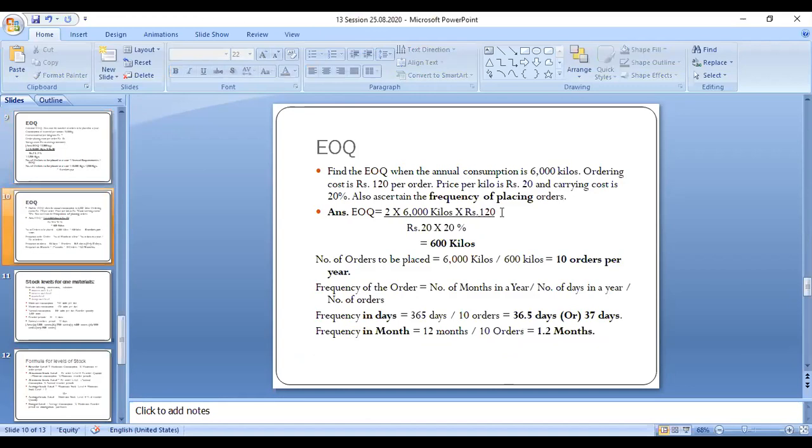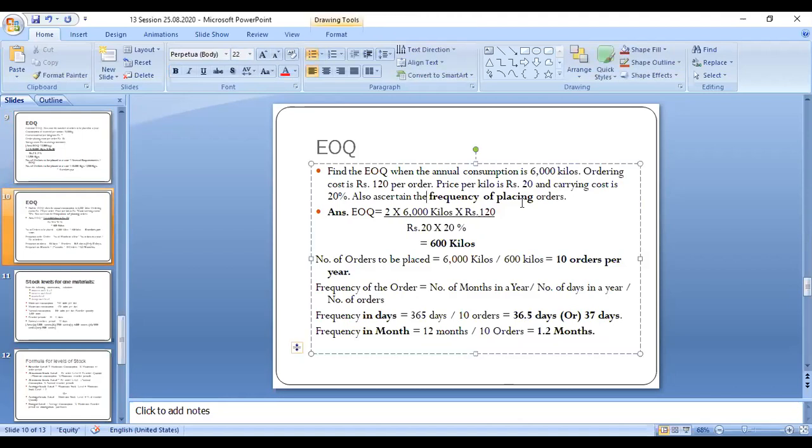This is the frequency of placing orders. If they give the number of orders, you have to apply this formula. You can close up to this level. Otherwise, the frequency will be given. You have to calculate the frequency, either in months or days. In days, you divide the number of days in a year by the number of orders per year. So this is the answer.